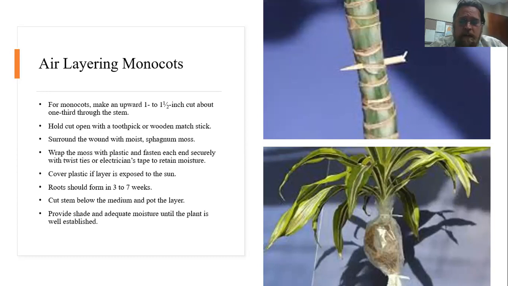You can check back for roots after about 3 weeks. Plants in different conditions or different species may take a shorter or longer time in order to form roots. But ideally, you should be looking at root growth between a range of about 3 to 7 weeks. Once you have a really good developed root system, just cut that stem below the medium, and you can go ahead and pot that layer. And you do want to make sure that you provide really good shade and moisture for that plant until it becomes well established.